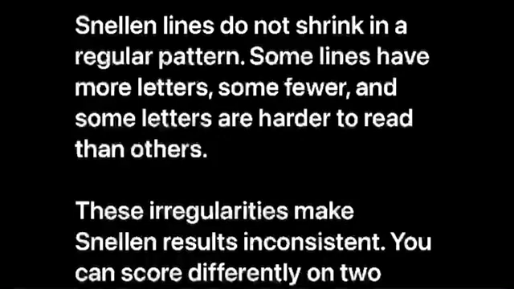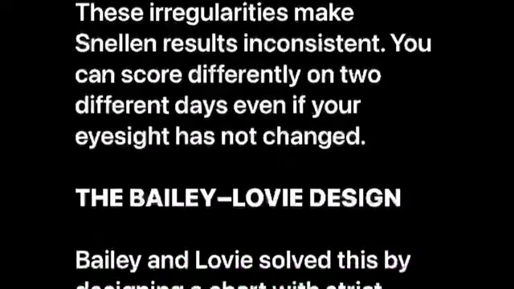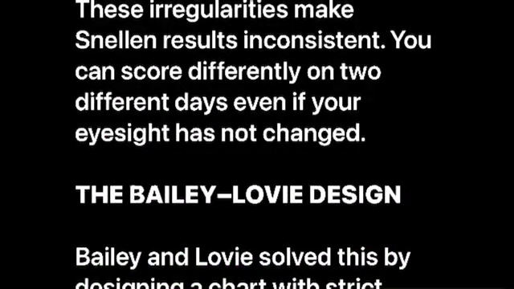Snellen lines do not shrink in a regular pattern. Some lines have more letters, some fewer, and some letters are harder to read than others. These irregularities make Snellen results inconsistent. You can score differently on 2 different days even if your eyesight has not changed.